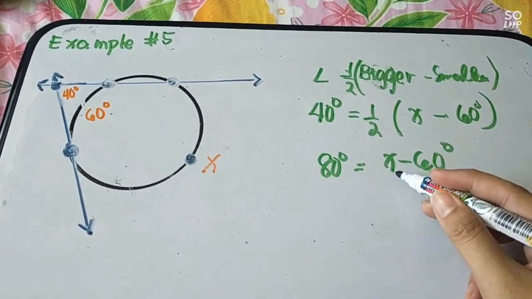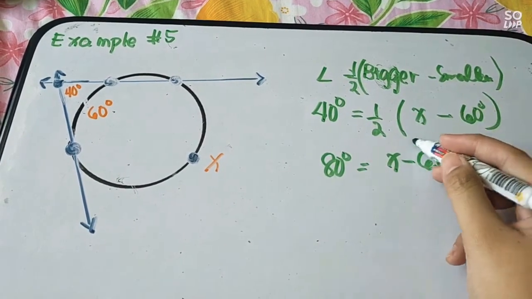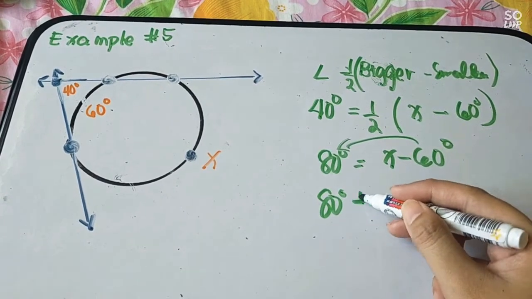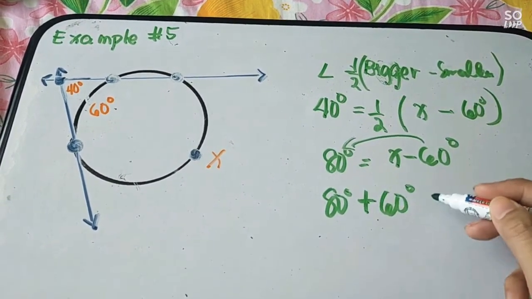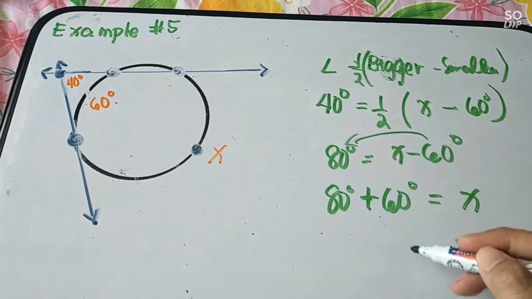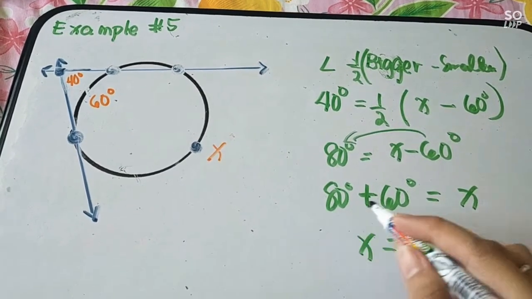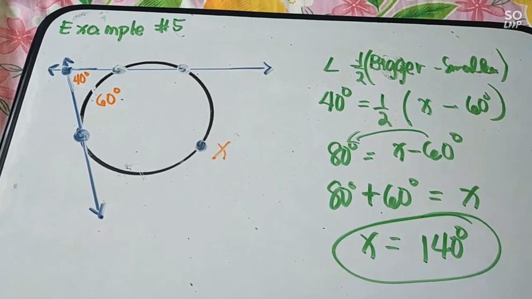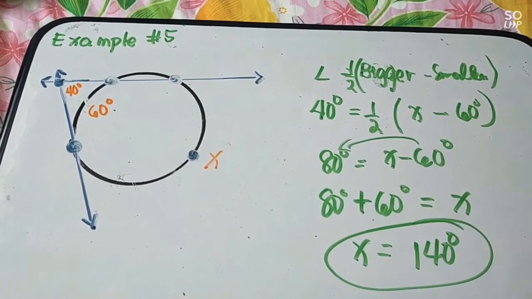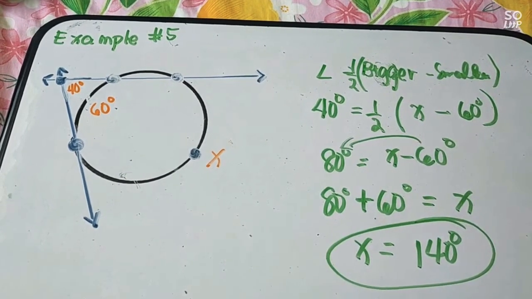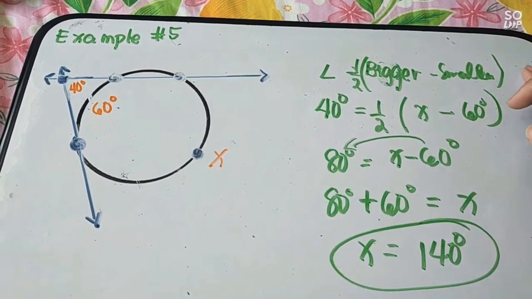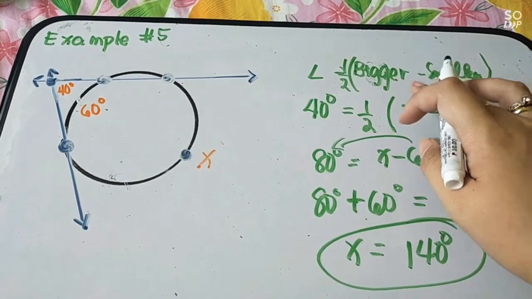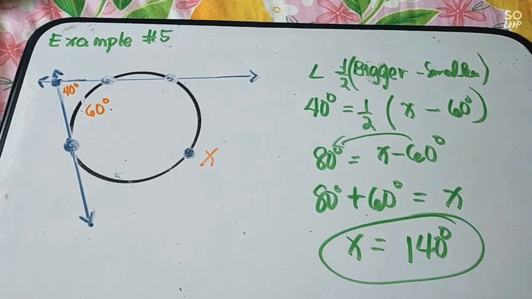So, for us to solve for x, transpose lang natin si negative 60 sa kabilang side. So, 80 degrees, si negative magiging positive, plus 60 degrees is equal to x. Therefore, x is equal to 80 plus 60. The answer is 140 degrees. So, ganun lang po kasimple. So, kailangan lang yung theorems, kabisado mo kung kailan siya magiging ganito ang kanyang formula, or ang formula naman niya ay plus or half. Okay?